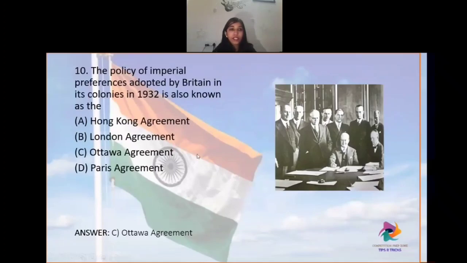The policy of imperial preferences adopted by Britain in its colonies in 1932 is also known as: Hong Kong Agreement, B London Agreement, C Ottawa Agreement, D Paris Agreement. What you need to remember is Britain and its colonies in 1932, the policy of imperial preferences. You can relate with these words and go with the option Ottawa Agreement.